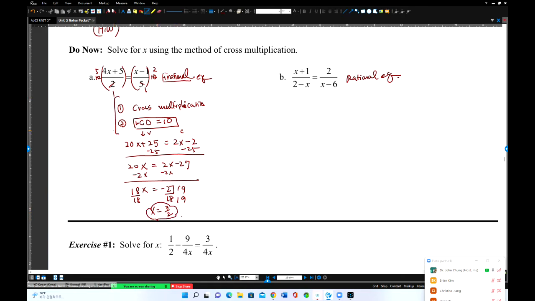Remember, there are two different ways to find the solutions. First one is cross multiplication. If we have one single fraction on one side and one fraction on the other side. If there are two fractions on one side, you cannot use cross multiplication. You have to go what? You multiply by the LCD. Okay?